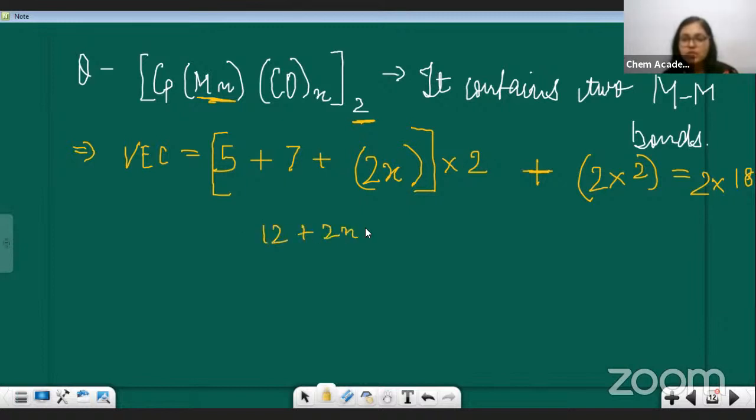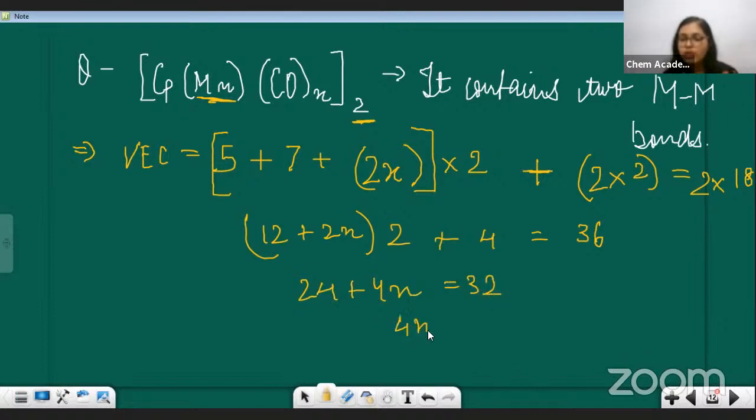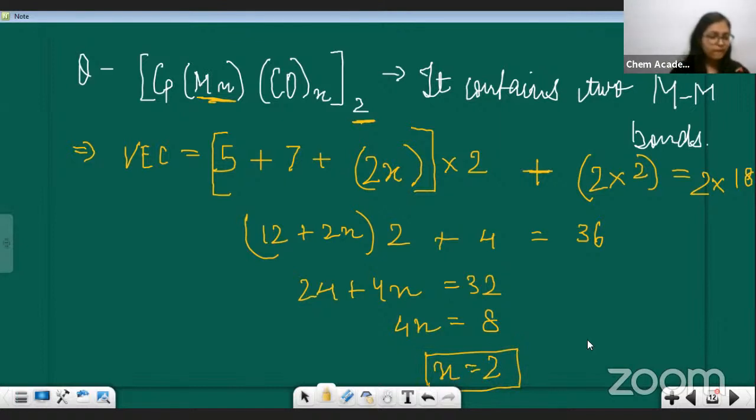12 plus 2X into 2 plus 4 equals 36. So it is going to be 24 plus 4X equals 32. All right. 4X equals 8 and X is going to come out to be 2. Okay. That is how we are going to do this question.